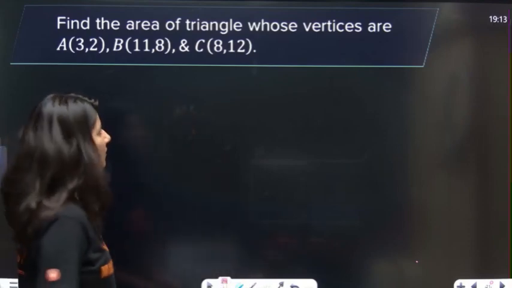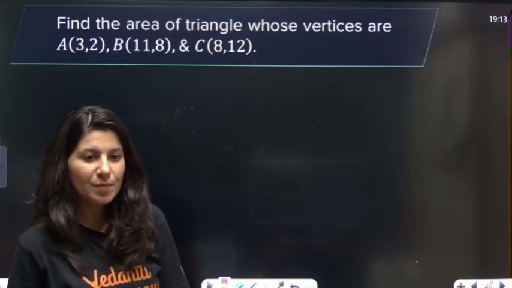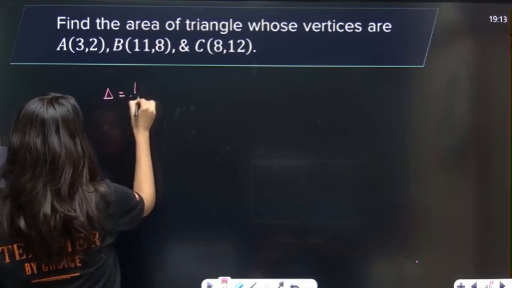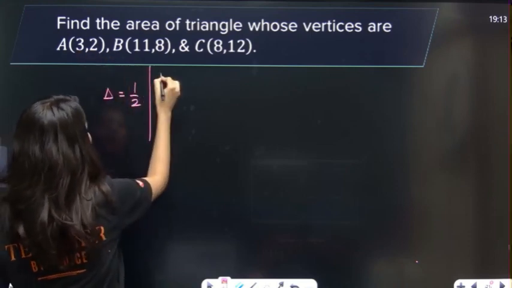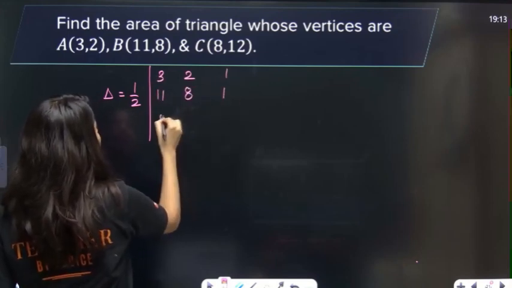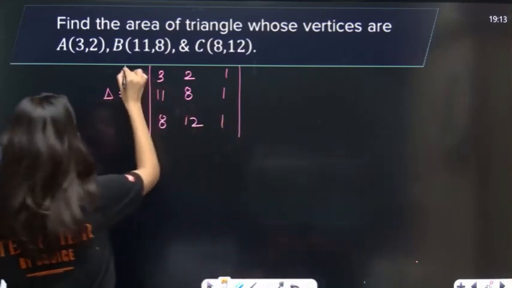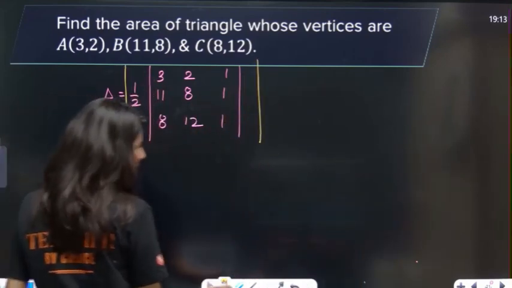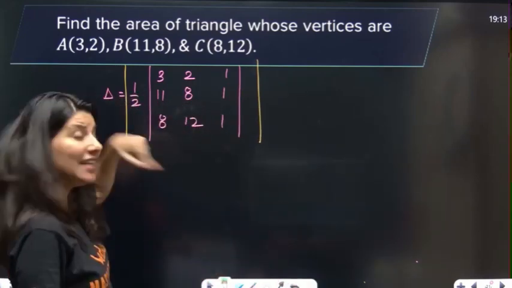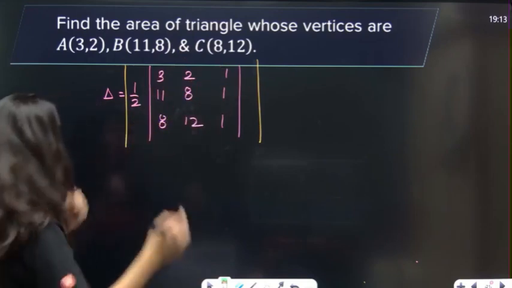Okay, so let's do this. What do you want? Which method do you want? Direct. I think we should do area is equal to half determinant 3, 2, 1; 11, 8, 1; 8, 12, 1. And don't forget modulus. Right now, I think the modulus is not that important, but when the question becomes twisted, especially when the area is given and the coordinate is missing, then you will know the importance of modulus.